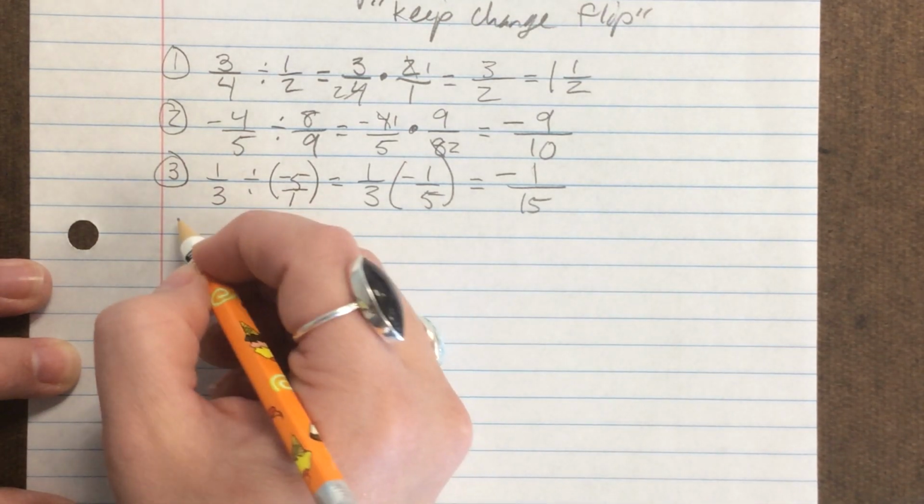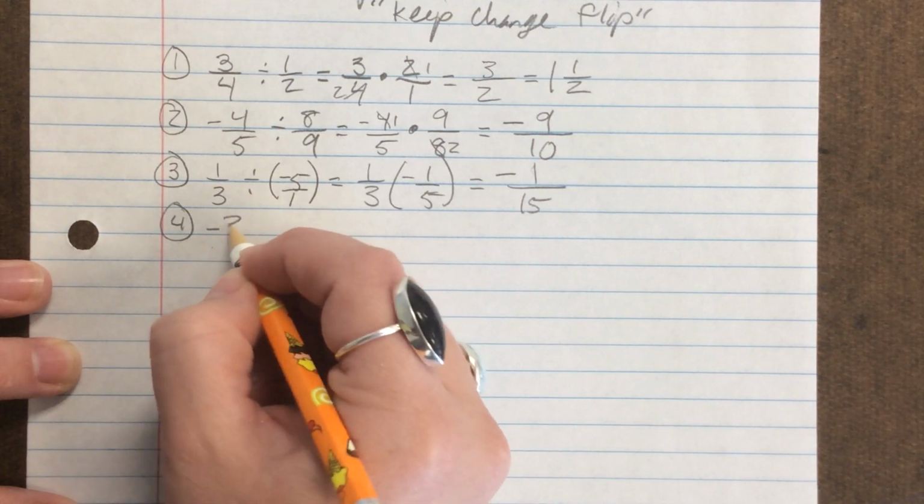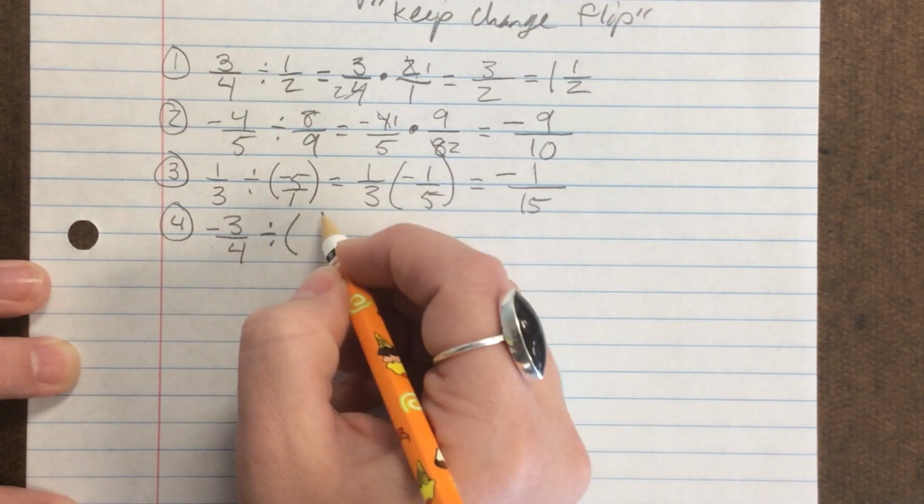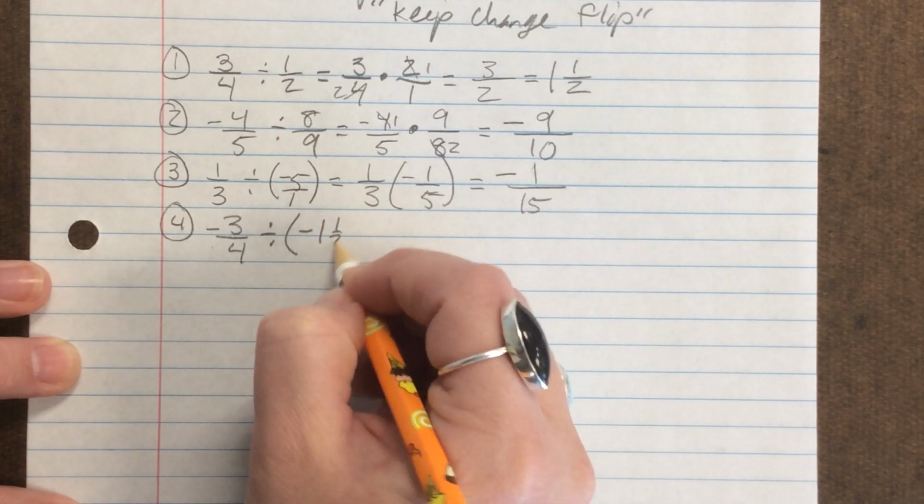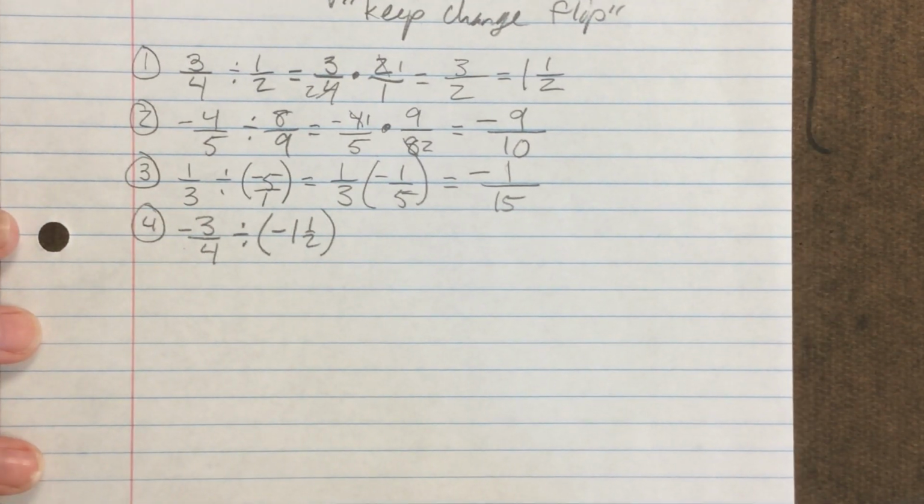All right, number 4. -3/4 divided by -1 1/2. Uh-oh, now we've got mixed numbers. What are we going to do? Remember Sanford's rule for mixed numbers. Change them to improper fractions. So this one's going to have an extra step in there.